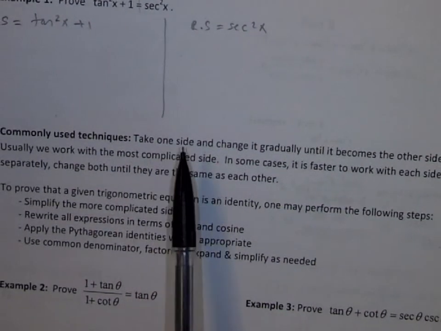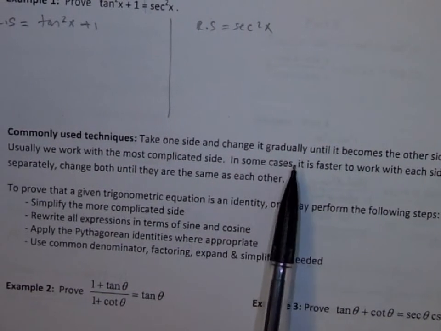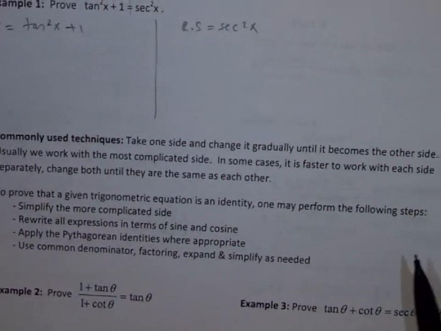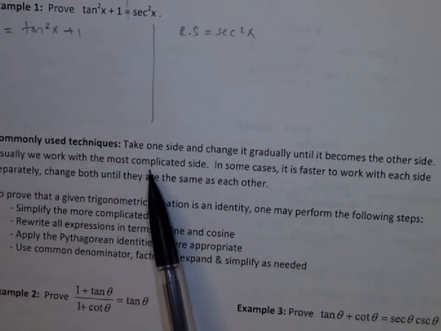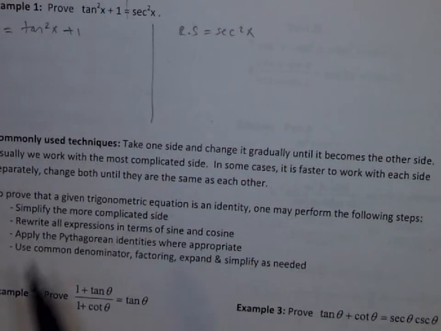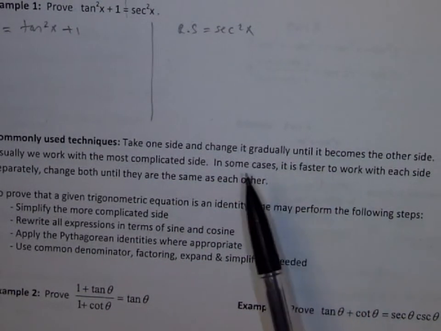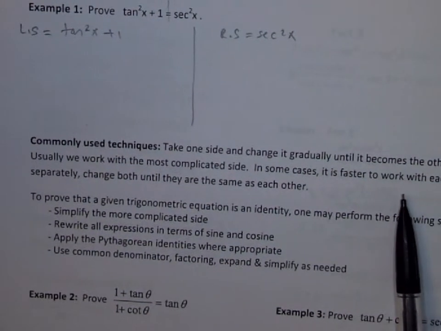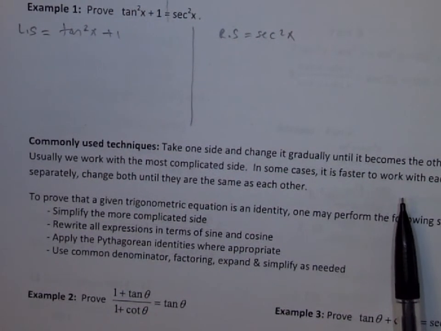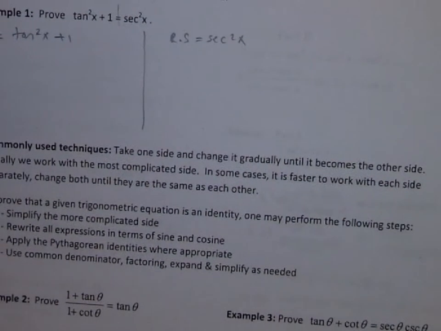So it says take one side and change it gradually until it becomes the other side. Usually we work with the most complicated side. You want to start from the most complicated side. In some cases, it is faster to work with each side separately. Change both until they are the same. So sometimes you can only work with one side and get the other side, or sometimes you can work both sides, and where you get exactly the same expression on the left and on the right, then you can stop.